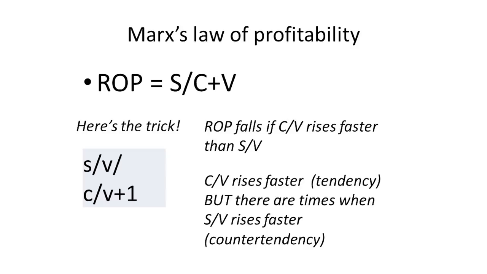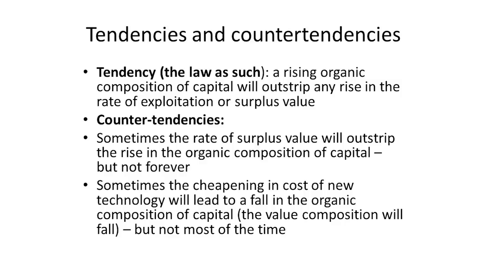So the question really is, the rate of profit will fall if C over V rises faster than S over V. The organic composition rises faster than the rate of exploitation of surplus value. And that's the general tendency as put forward in the second law. It will rise faster, but there are times when the S over V rises faster. This is a counter tendency. So that's why it's a tendency. It's a tendency for the rate of profit to fall because this rises faster than that as a tendency, but there are times when it does not, and that counter-tendency operates.